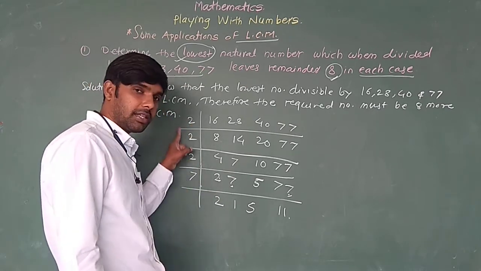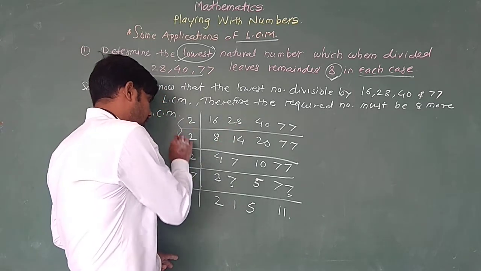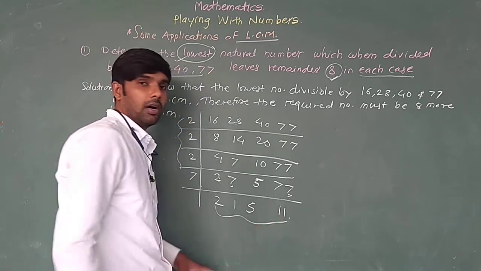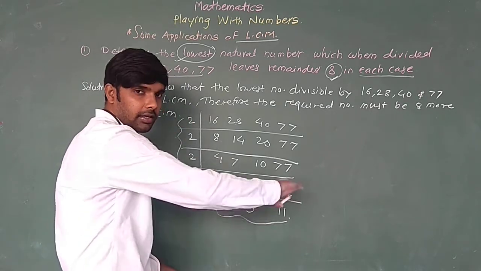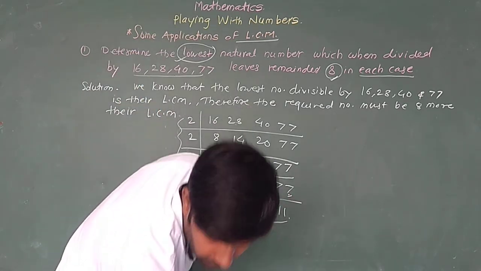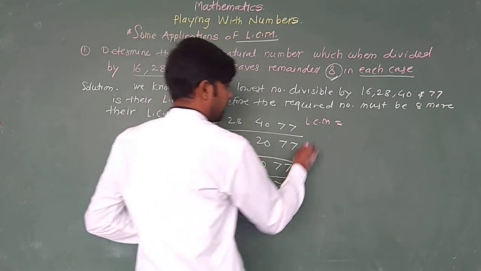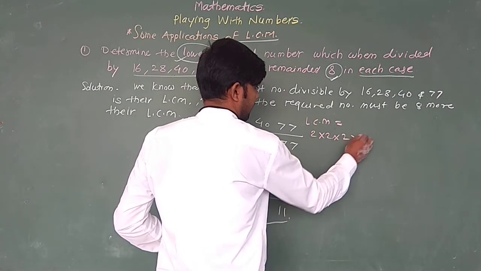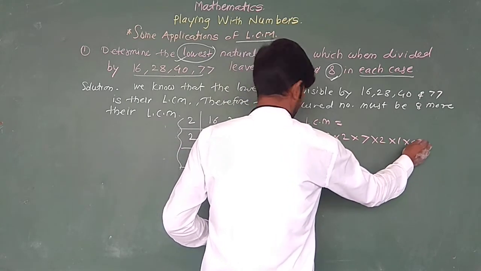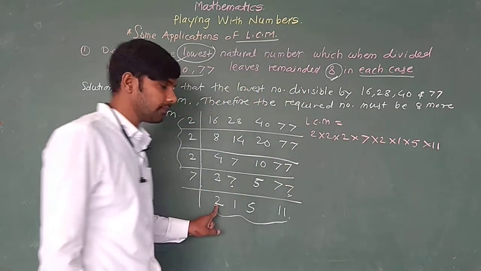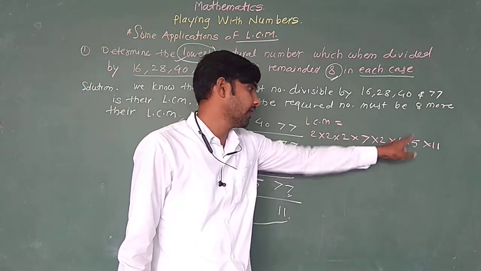So these are the divisors and these are the undivided numbers. So the LCM of the given numbers is the product of the divisors and all the undivided numbers, that is, the product of all these numbers. So we write here LCM is equal to 2 multiplied by 2 multiplied by 2 multiplied by 7 multiplied by 2 multiplied by 1 multiplied by 5 multiplied by 11.